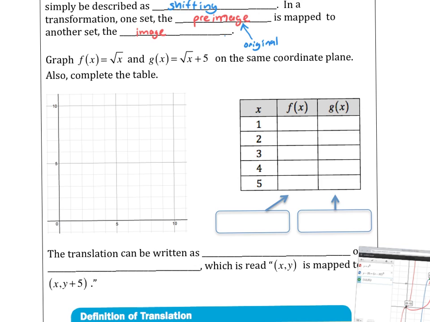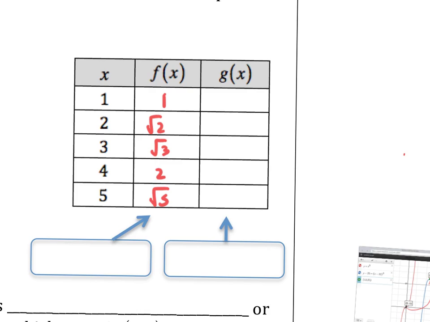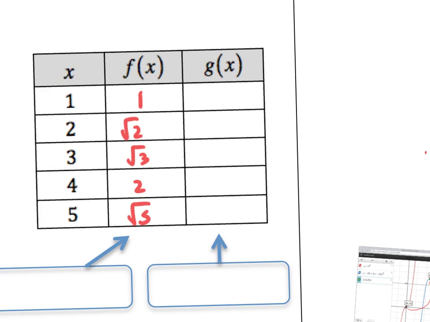We've already talked about some shifting before, so let's just run through a little bit here, see what we get. Notice my first function, f of x, is just the square root of x. So really it's just 1, radical 2, radical 3, 2, radical 5. And so g of x would be what? Notice all I'm doing is adding 5 to whatever I got before. So this one's a 6, a radical 2 plus 5. This one's a radical 3 plus 5. This one's a 7. And this one's a radical 5 plus 5.